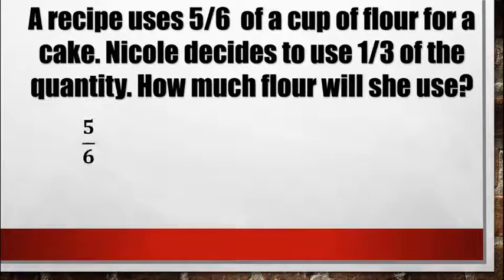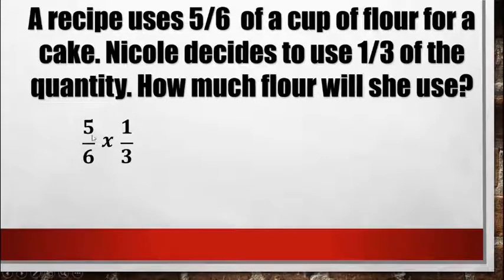So we know that 5/6 is the cup of flour for making a cake, and Nicole decides to get 1/3 of it. In order for us to get 1/3 of 5/6, we need to do multiplication. As you can see here, we now have 5/6 times 1/3. Because there is nothing divisible with each other between the numerators and denominators, we can multiply directly.